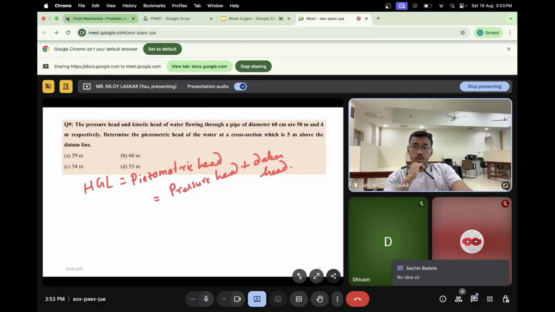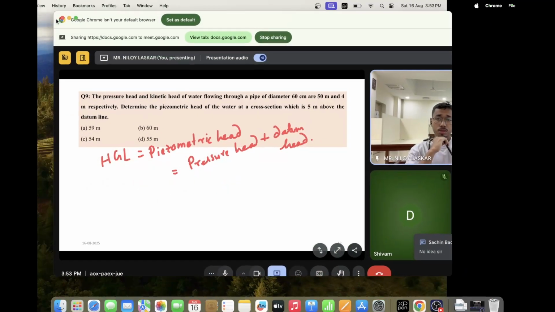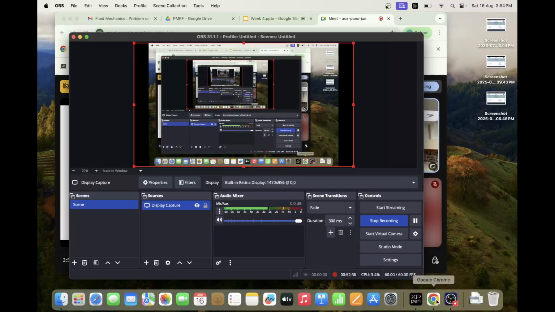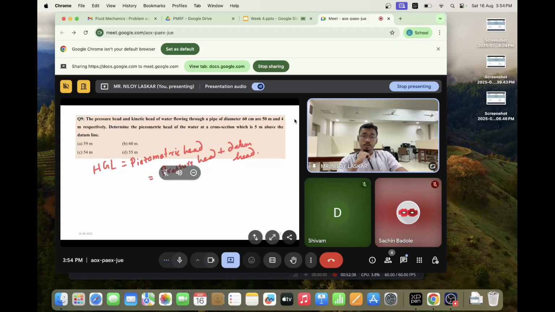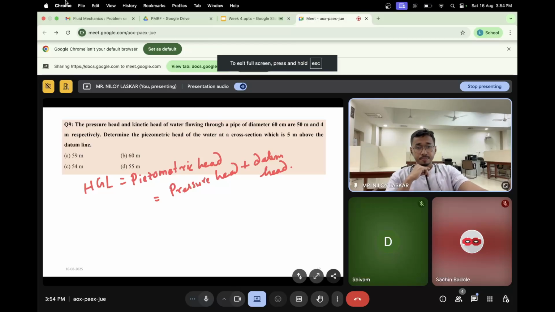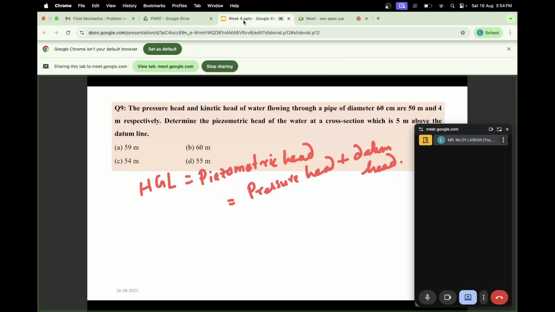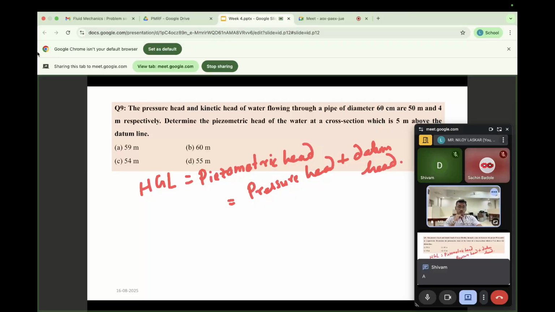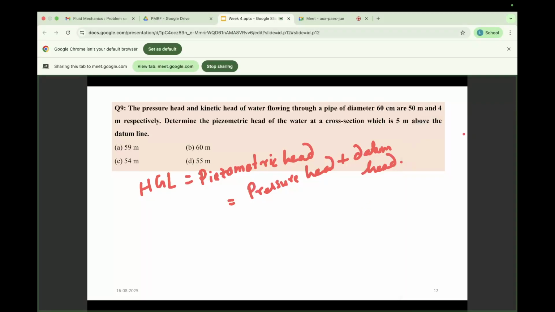Okay, Sachin says okay, Sachin. Okay, I will explain this for you, but let's see what others say. So Shivam said option A. Hmm. So, okay, let me clarify this concept for you.